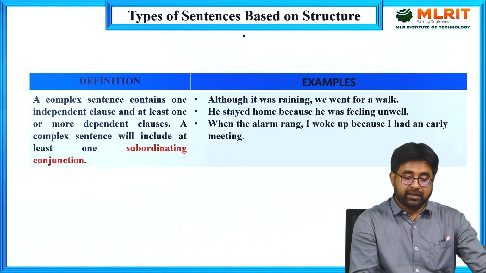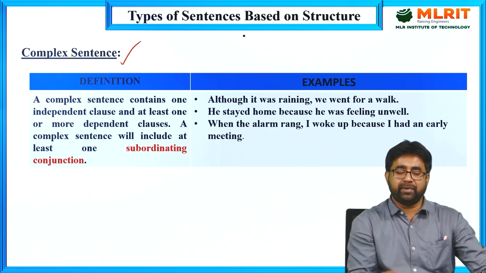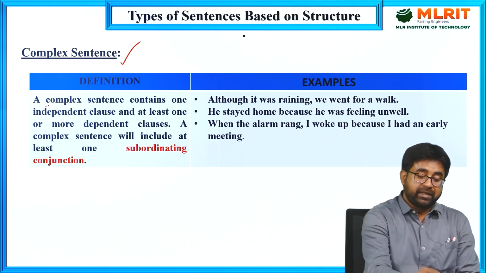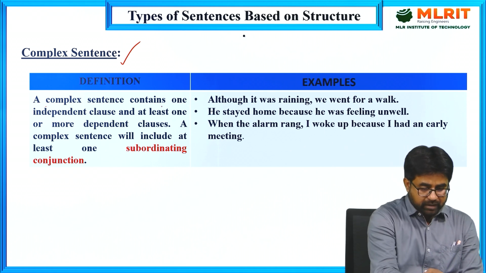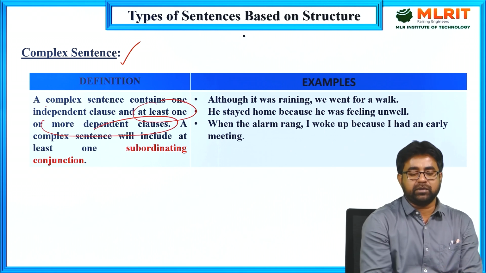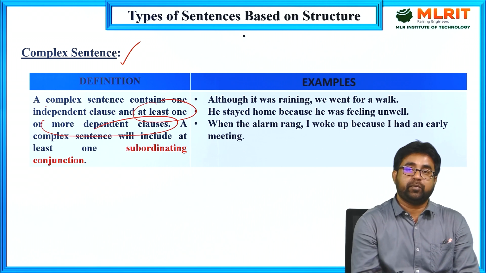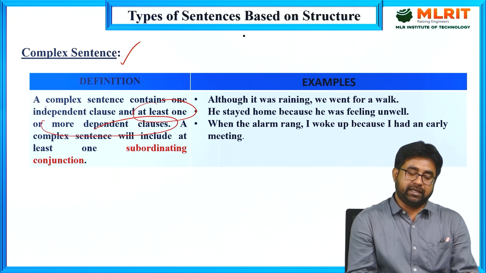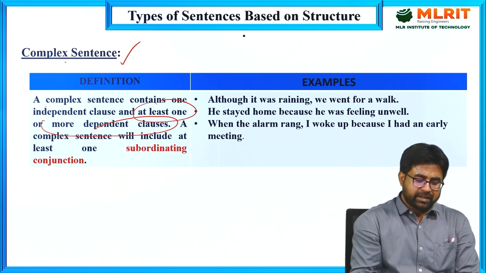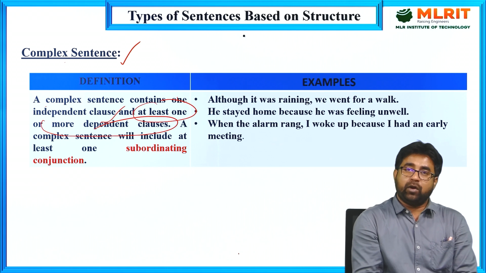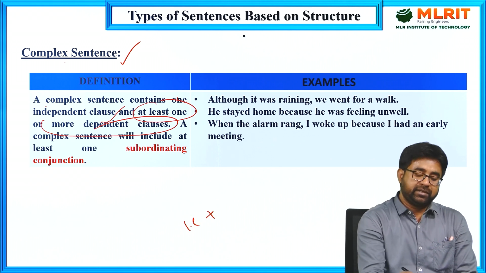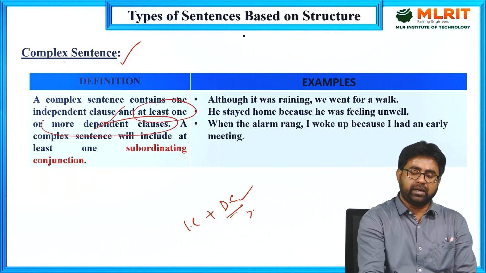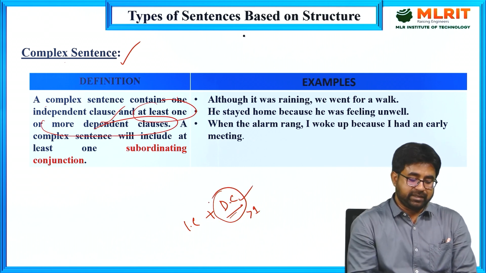Now let's see the next kind of sentence, that is the complex sentence. From the name itself you can see it's a little complex. It's not as simple, right? So what is a complex sentence? A complex sentence contains one independent clause and at least one or more dependent clauses. You know that the minimum requirement of a sentence is that it must have an independent clause; then only it can be considered a sentence. So what is the requirement of a complex sentence? One independent clause must be there. Along with that independent clause, IC, there must be at least one dependent clause, DC. Minimum one, it can be more than one also.